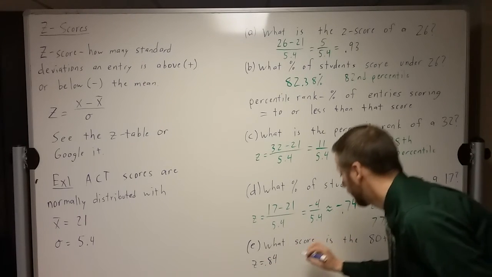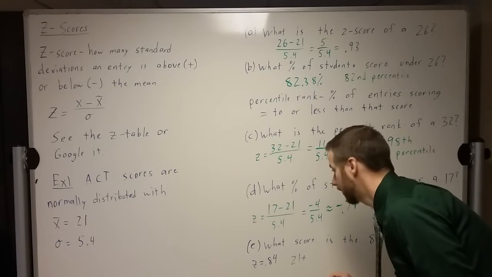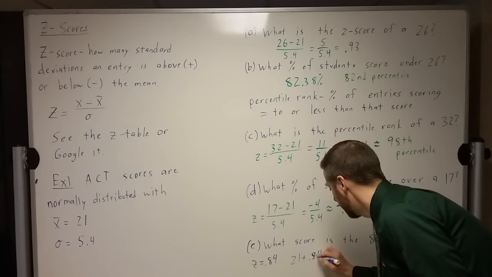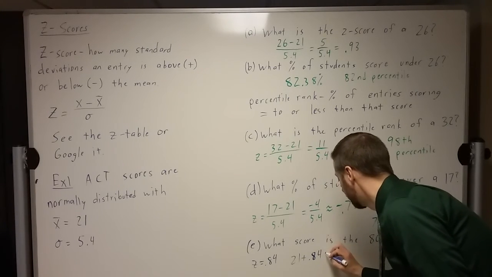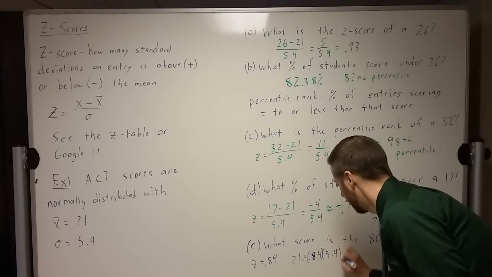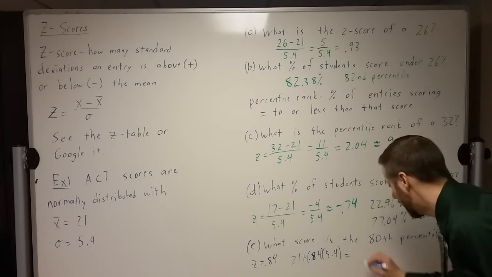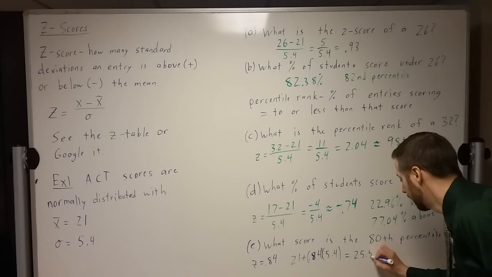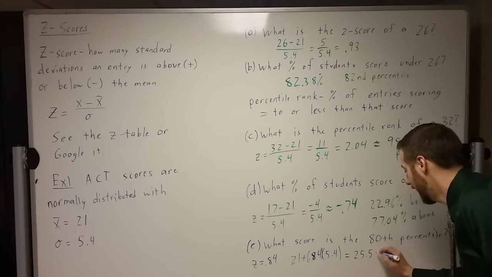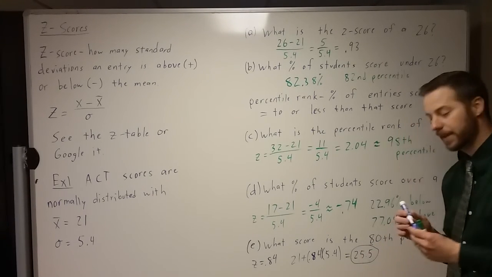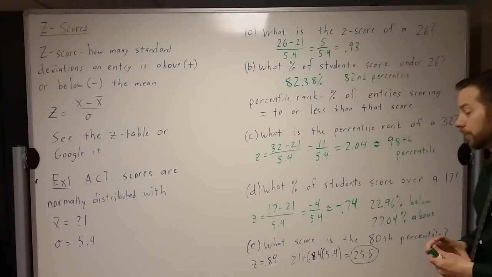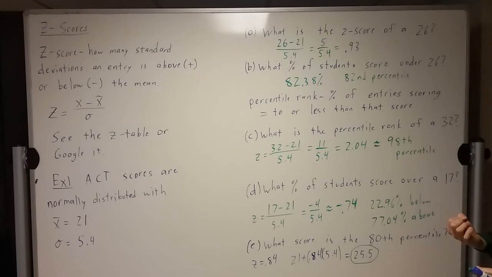And so basically I want to do 21 plus 0.84 of, and remember of means multiply, and so I want to do 0.84 of the standard deviation, which is 5.4. And so if I do that, that puts me at like 25.536. I'm just going to round it to about 25 and a half. So 25 and a half on the ACT would get you to that 80th percentile. So that would be the score you need to score above 80% of the people who take it.